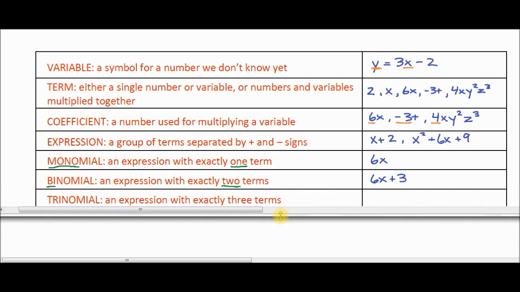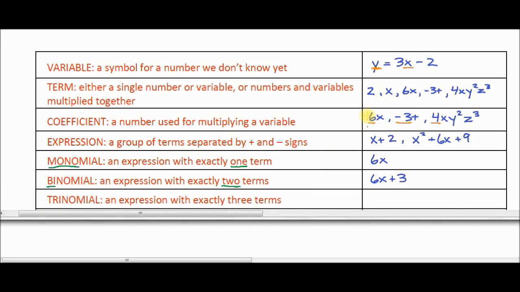Next definition is trinomial. Tri meaning 3. Don't know if you had this when you were a kid, but my kids learned how to ride a tricycle before they learned how to ride a bicycle. A tricycle is a lot easier because it has 3 wheels. A trinomial is an expression with exactly 3 terms. We already have written a trinomial. If you look up here, x squared plus 6x plus 9. That is a trinomial. Let's go ahead and write that down here.